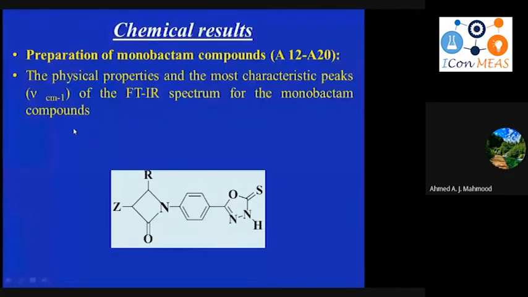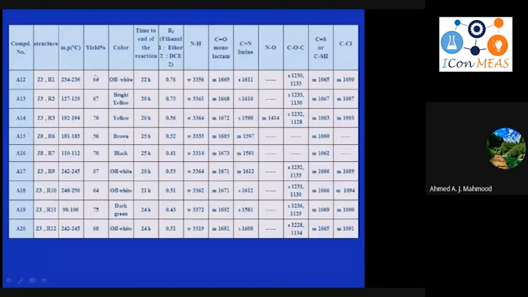Now the preparation of the monobactam compounds A12 to A20, the physical properties and the most characteristic peaks of the FTIR spectrum for the monobactam compounds. Here's the table indicating the compound name, the structure, which is R plus Z group, melting point, yield, color, time, Rf value, and also the functional group bands within the IR chart.